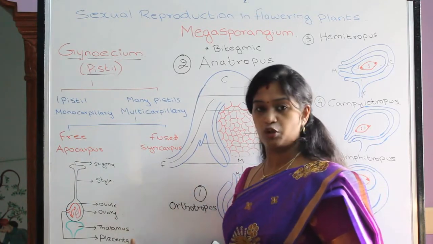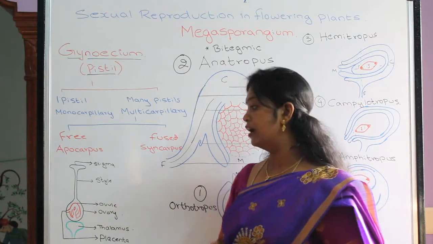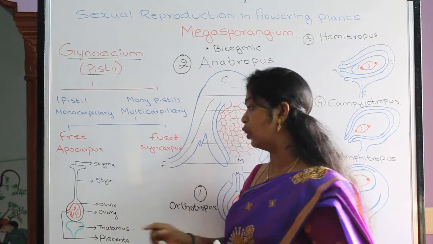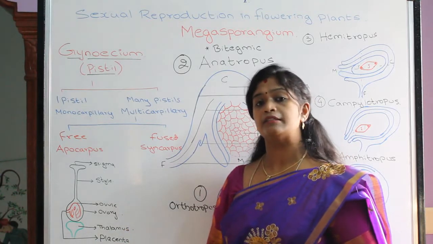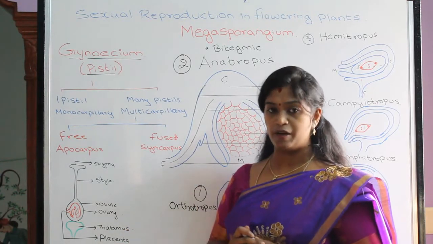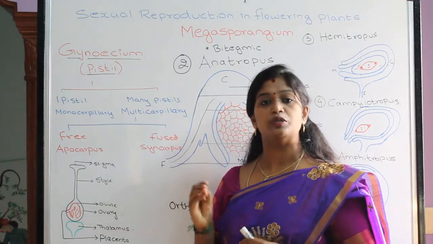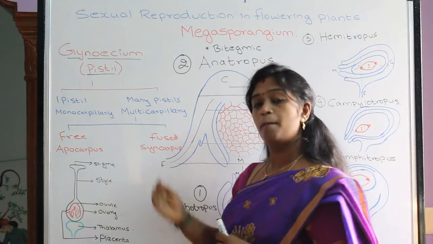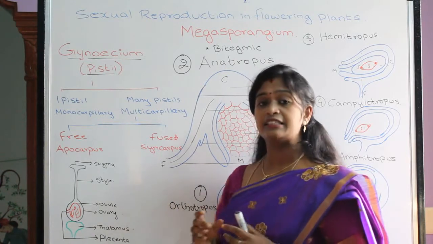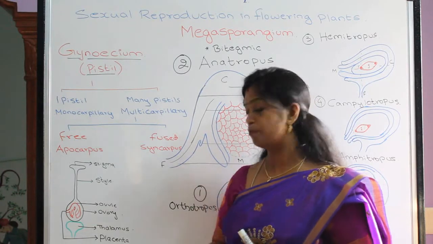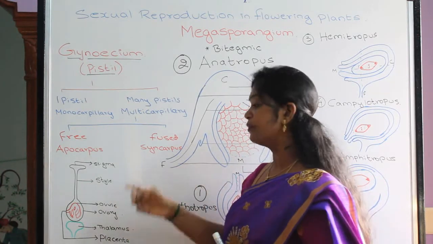This is the structure of the female reproductive unit of the flower. It consists of three distinct regions: stigma, style and the ovary. The stigma is the topmost part of the female reproductive unit, which has a sticky substance to which the pollen grains get attached. Below the stigma we have the style. Style is the slender tube-like structure through which the pollen tube passes and reaches the ovary.